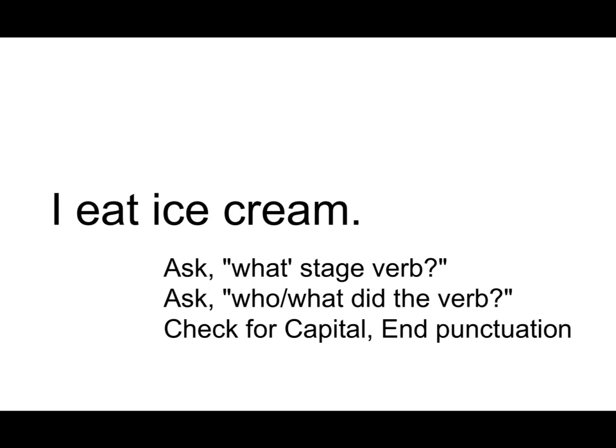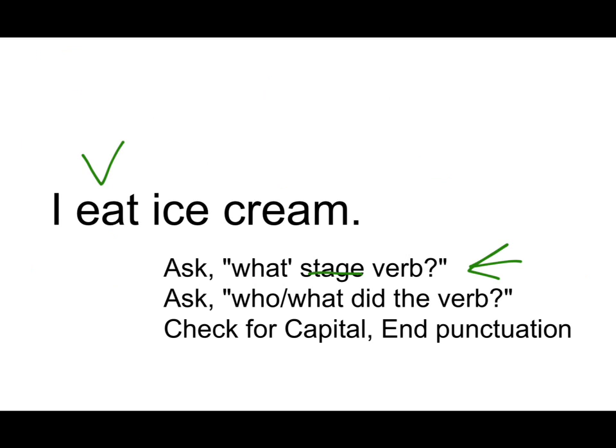And last, we're going to talk a little bit about simple sentences. An example of a simple sentence is, I eat ice cream. So the first thing we want to do is ask ourselves, what is the verb? And that's spelled incorrectly. Sorry, that should be, what is the verb? So what's the verb in this sentence? It is eat. So we're going to actually mark that with a V for verb.